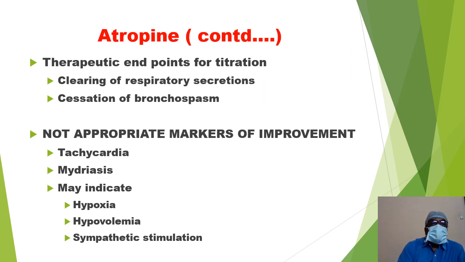Remember, the therapeutic endpoints for titration are clearing of respiratory secretions and cessation of bronchospasm. Never use tachycardia or mydriasis as a marker of improvement or therapeutic endpoint of titration. This is the most common mistake most people, especially old timers, make. Heart rate and pupillary dilatation are never the criteria for proper atropinization. Only clearing of respiratory secretions and cessation of bronchospasm. Tachycardia and pupillary dilatation during atropinization may also indicate hypoxia, hypovolemia and sympathetic stimulation.